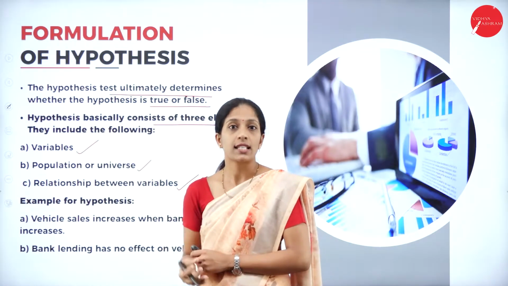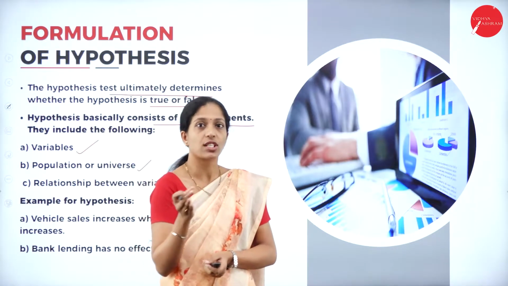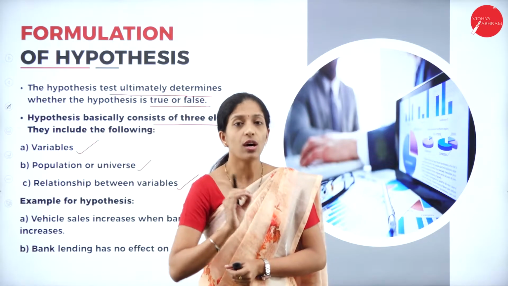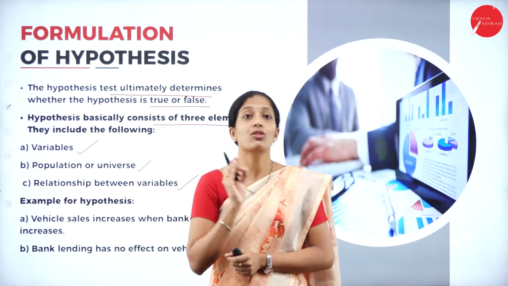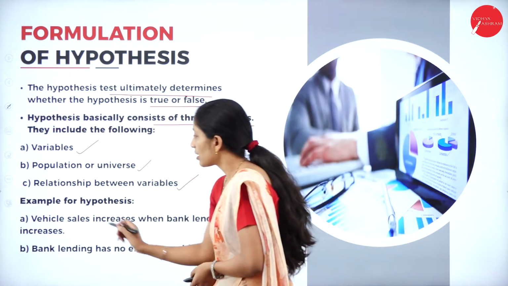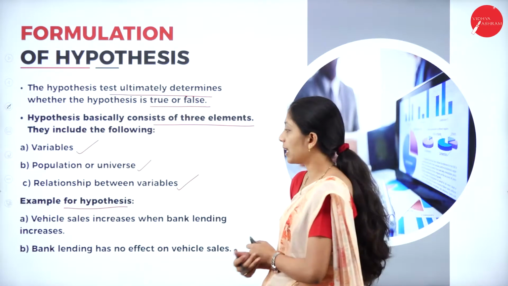Of course, he has identified the variable. Now, he has to know what the relationship is, which is a dependent variable or which is an independent variable. So, what is the relationship between these two variables? He has to identify carefully. Next, examples for hypothesis. So, let us see a few of the examples here.